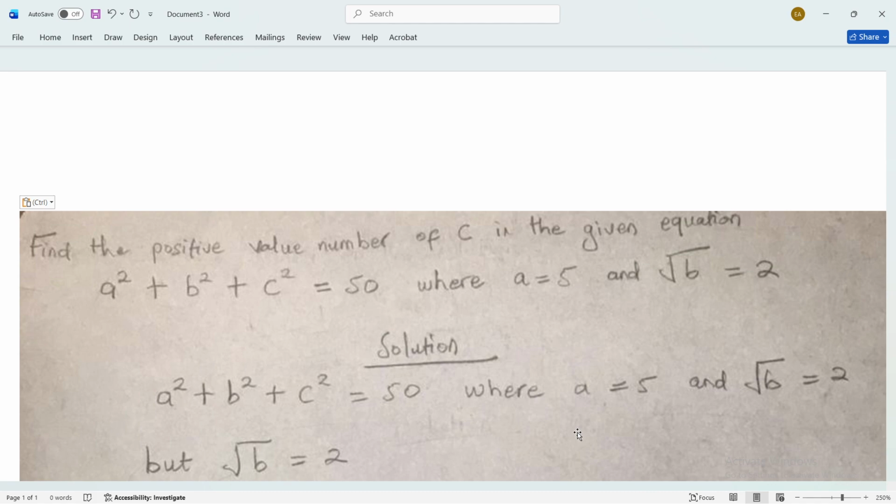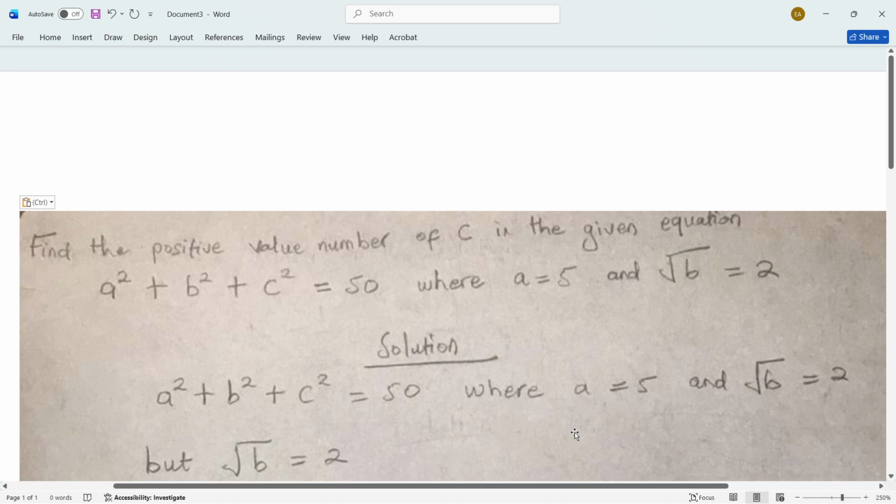So that means we have been indirectly given a and b. Whatever answer we get for a, b, and c, when we square them, they must add up to 50. So we were given our a to be 5, which is fine. There is no issue with it. And our b is root b equals 2.